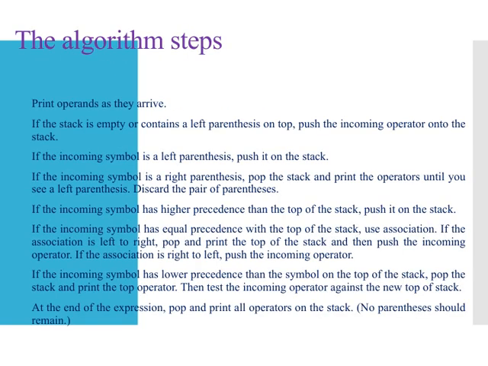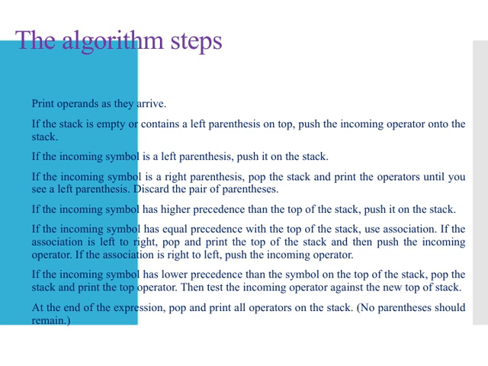Let's walk through the key steps of the algorithm. First, we print operands as they arrive, so every number or variable gets output immediately. When it comes to operators, if the stack is empty or there's a left parenthesis on top, we push the incoming operator onto the stack. This helps us keep track of operators in the correct order. Similarly, if the incoming symbol is a left parenthesis, we push it onto the stack to mark a new subexpression.